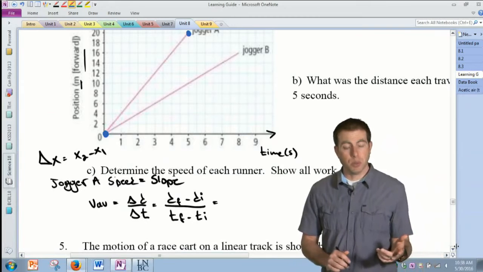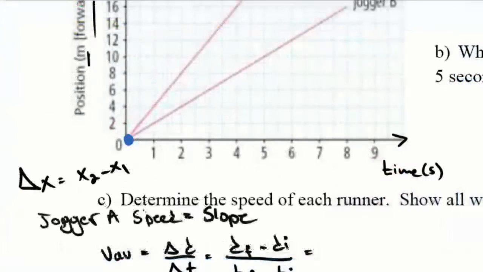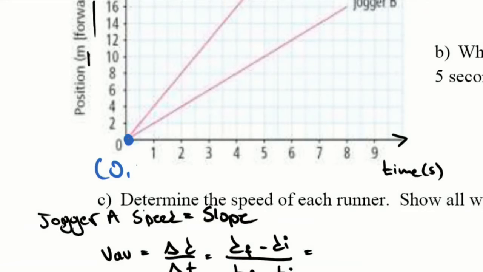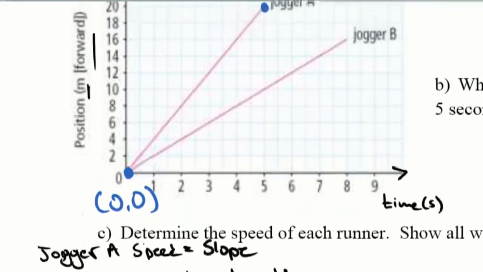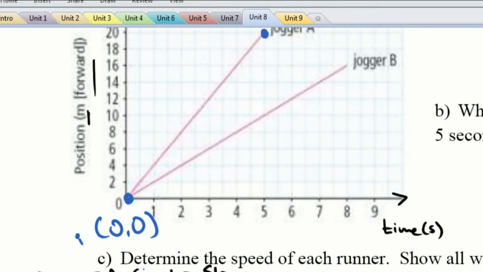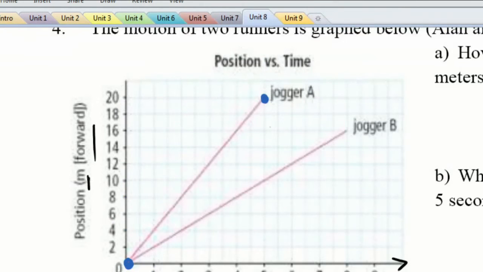All right, so I have 2 points. This point down here is 0, 0, and I'm going to call this my initial point. So these are my I's. And then up here, I have 5, comma, so that's 20. And this is my final point.